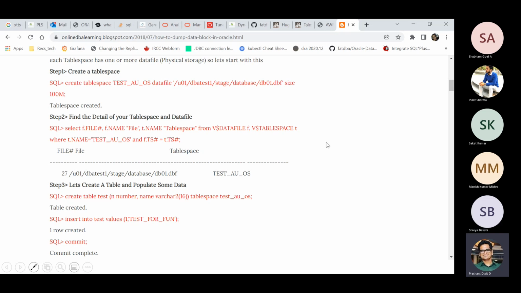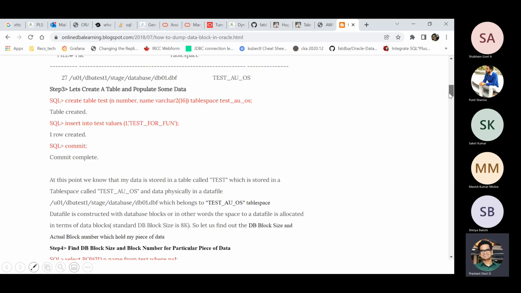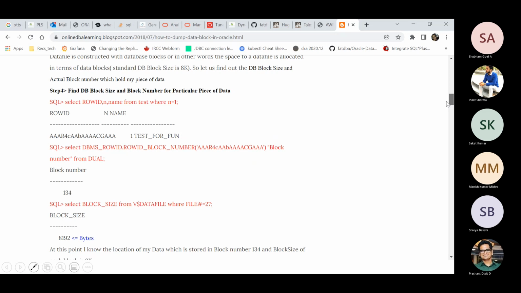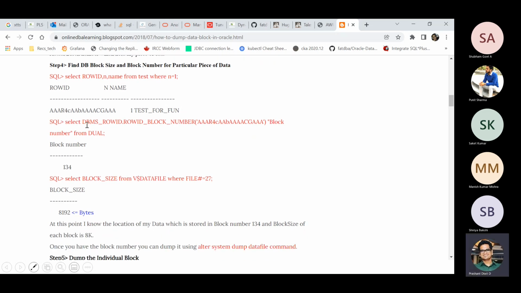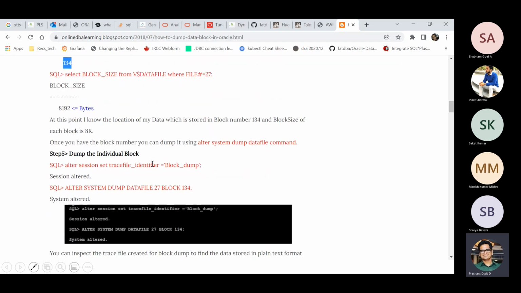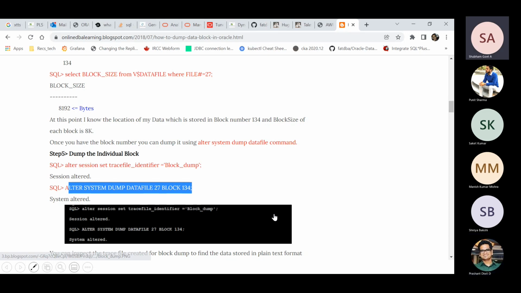So what you can do is get block specific information for that particular index, which is responsible for frequent ITL allocation wait events, and then dump the block. Let me show you how. For example, you get the row ID from the table, and then convert it into a block number. So when you get the block number as 134, you can dump the block using alter system dump datafile, the data file of that particular index, and then block number, block 134, right?